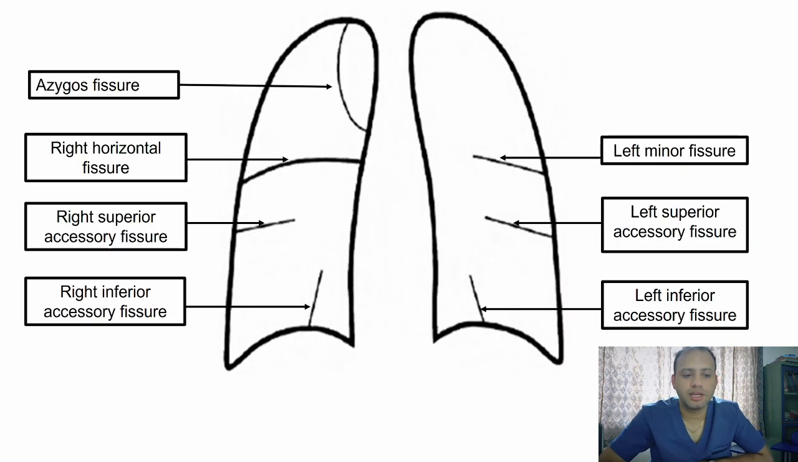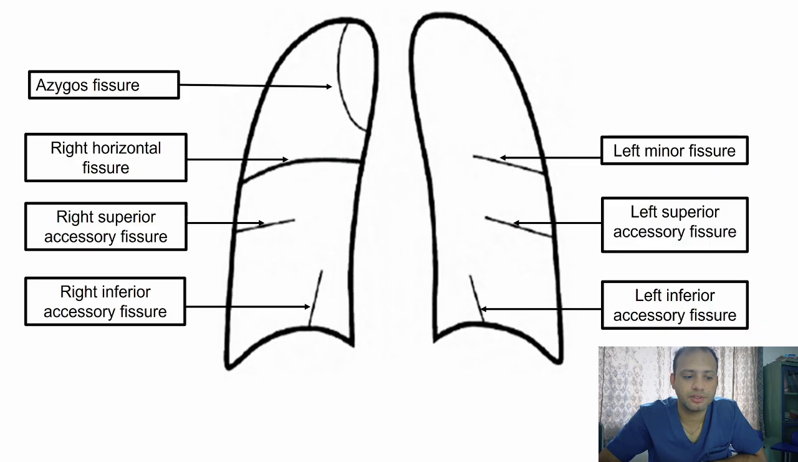So these are the fissures. The azygous fissure usually develops when the azygous vein pierces deep to the apical lobe of the right lung, and the visceral pleura indents with the azygous vein, and a different lobe, the azygous lobe, is given out. This is the azygous fissure.